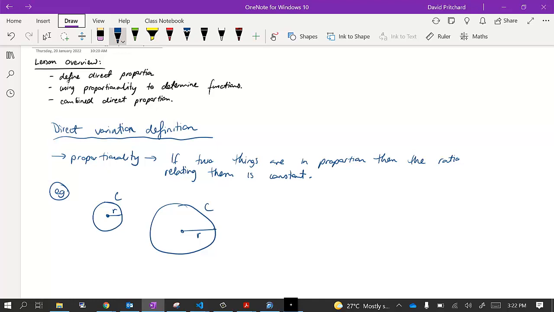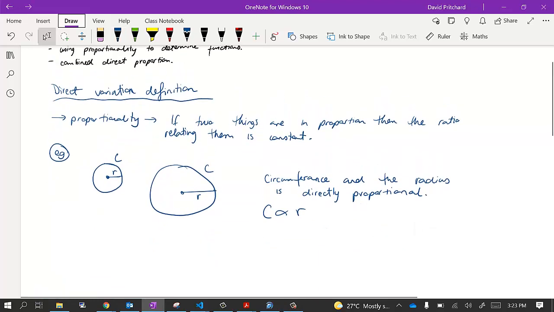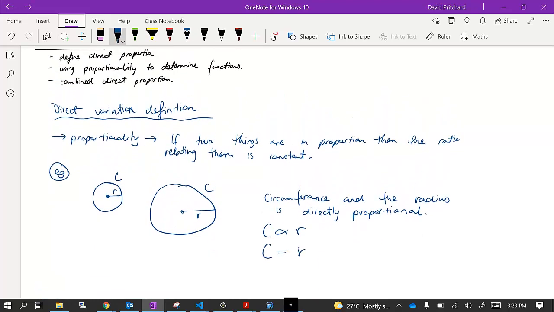When this type of scenario exists, we can make the statement that the circumference and the radius are directly proportional. In other words, the ratio relating them is a constant thing. So the circumference is proportional to the radius, and that means there's some constant, k, so kr. In this case, we know what k is, because we know our circumference rule: circumference is 2 pi r. So k would be 2 pi. That's the constant value that we can multiply the radius by to calculate the circumference for any circle.